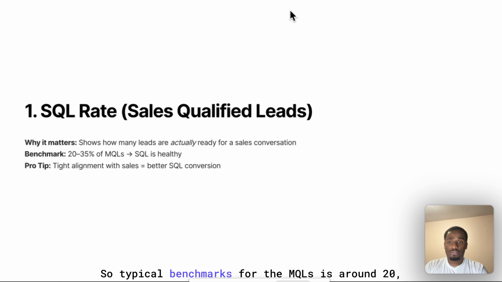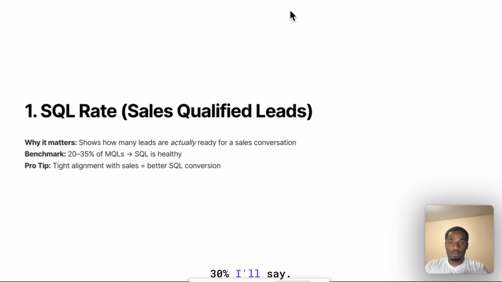So typical benchmarks for the MQLs is around 20-30%, I'll say, which results in your sales qualified leads being healthy. I like to say marketing and sales, it's a relationship. We all need to help each other, whether you're on the sales side or marketing side. If one of the sides is not doing well, it just ruins your whole funnel. So pro tip, always make sure sales and marketing are aligned so we can have better SQLs.